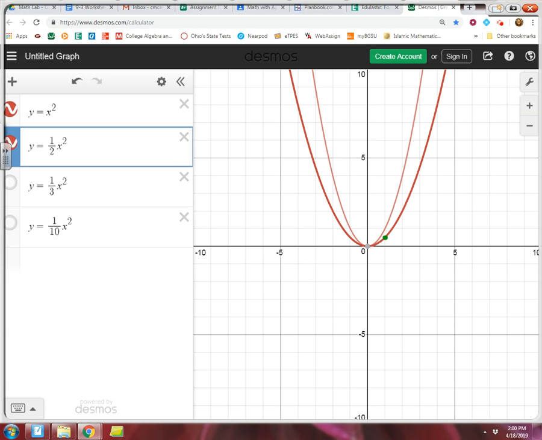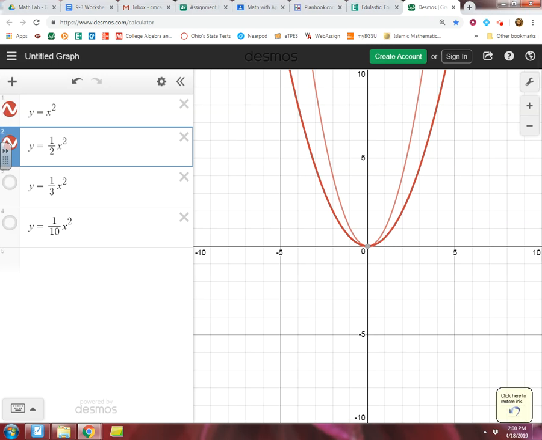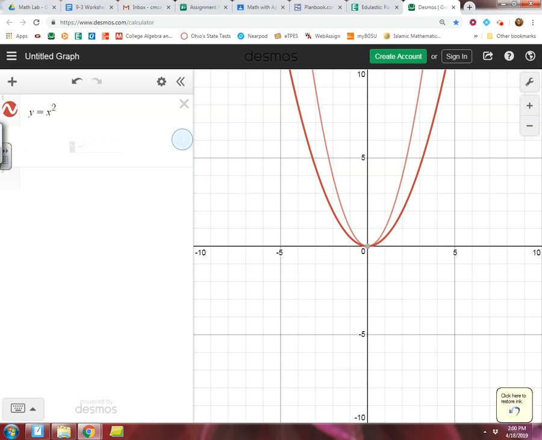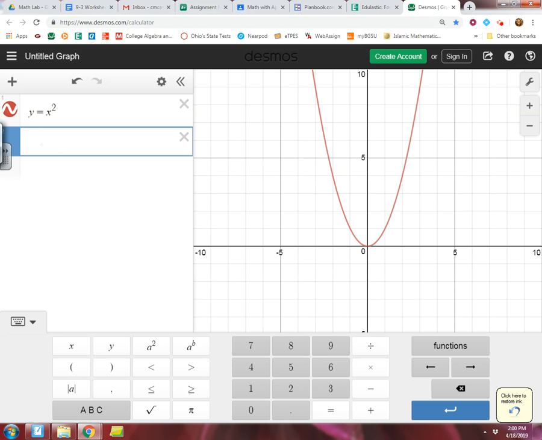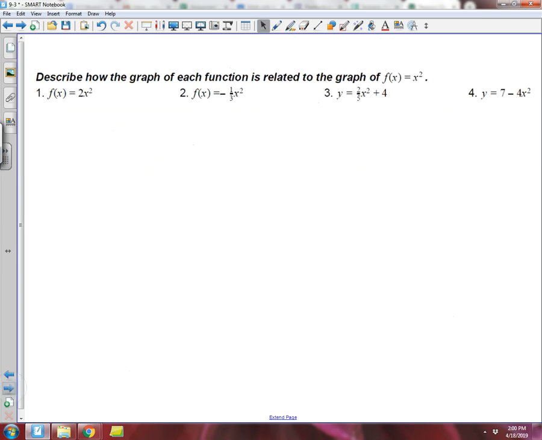Is this all jiving logically with you? Does it make sense to you? Good. All right, so let's try some of these. And I'm going to try to show them to you visually so you can kind of see what's going on. First one, I need to know what happened to this graph. Did it get stretched, compressed, flipped? Did it move up? Did it move down? What happened in number 1?